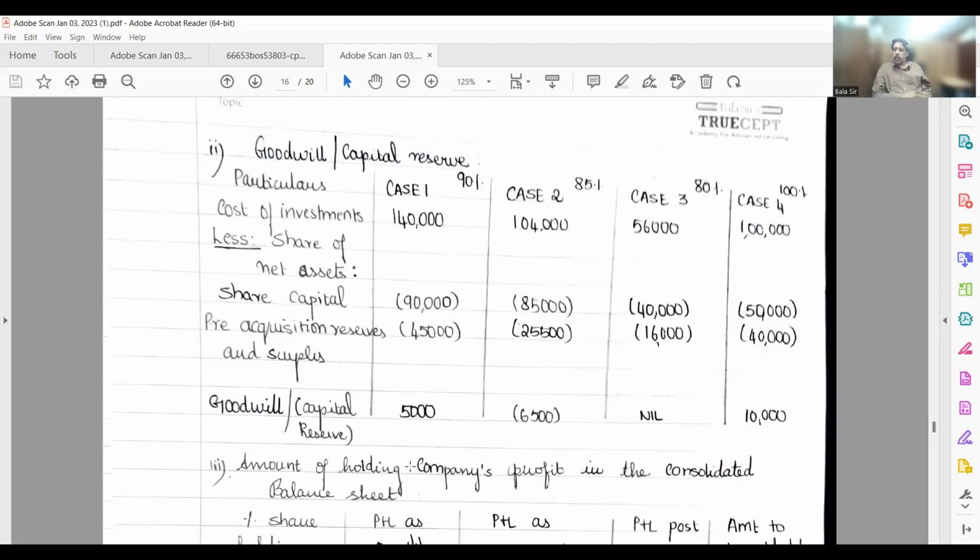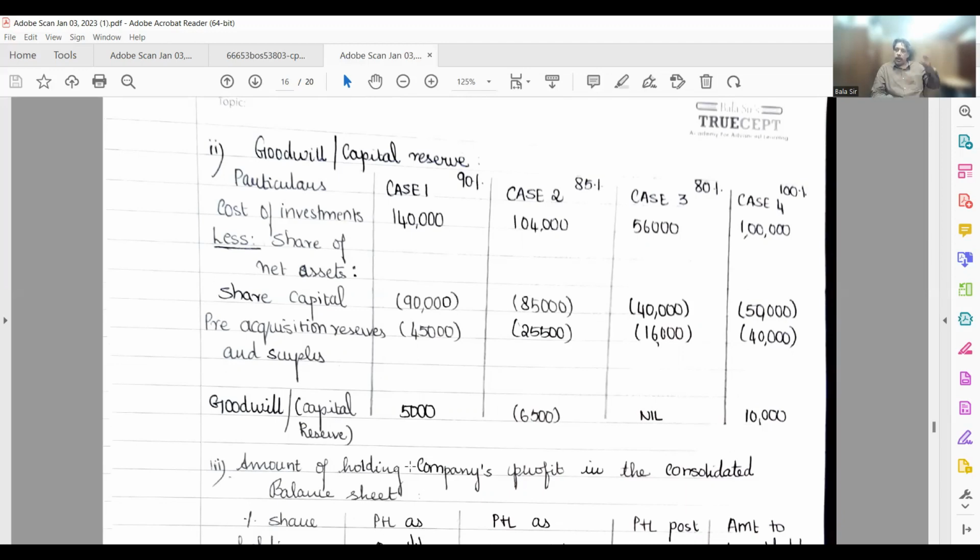Yes, sir. And then next, goodwill computation: goodwill or capital reserve. What is the cost of investment? 1 lakh and 4,000. And then the share of net assets. Share capital will be 1 lakh rupees into 85%, which is 85,000. And then add pre-acquisition reserves, 85% of 30,000, which is 25,500. Adding both, 1,10,500.